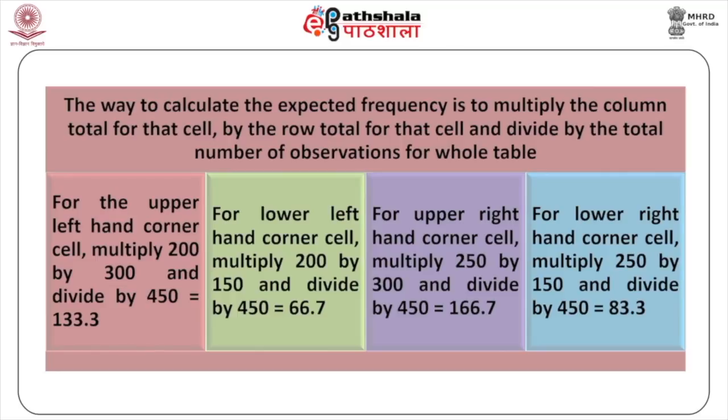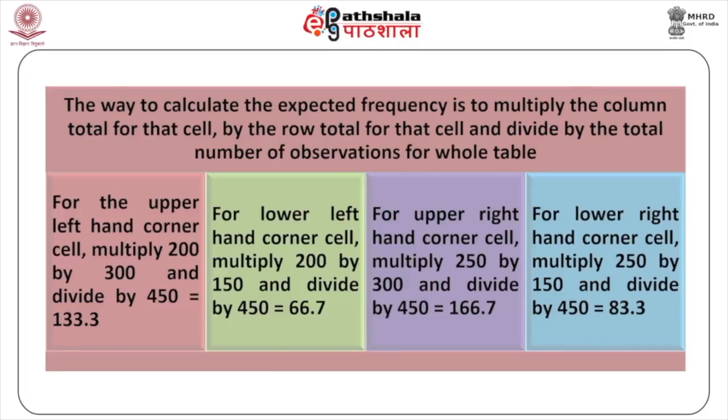For the upper left hand corner cell, multiply 200 by 300 and divide by 450. We get 133.3. For lower left hand corner cell, multiply 200 by 150 and divide by 450. We have 66.7. For upper right hand corner cell, multiply 250 by 300 and divide by 450. We get 166.7.